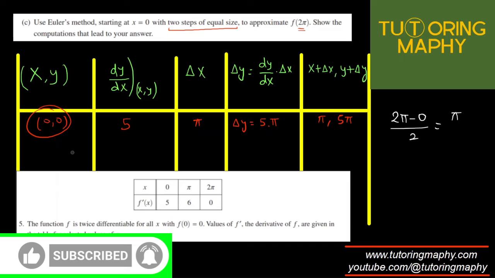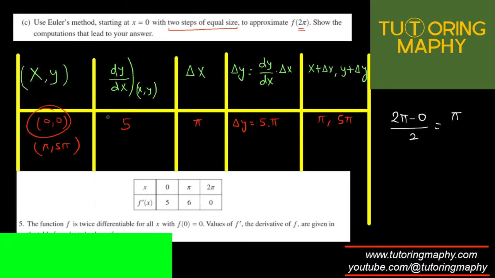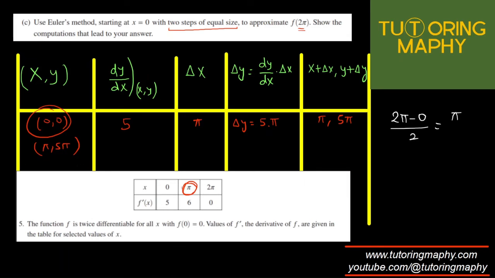The next iteration which we have is starting from pi comma 5 pi. What is the derivative at pi, guys? The derivative at pi is 6. So what is the delta x? That's still pi. So what is the delta y? That's going to be the derivative, which is 6, multiplied with the delta x, which is pi.